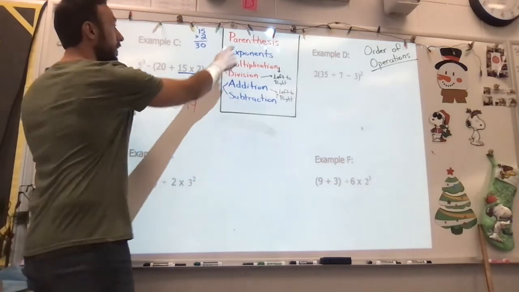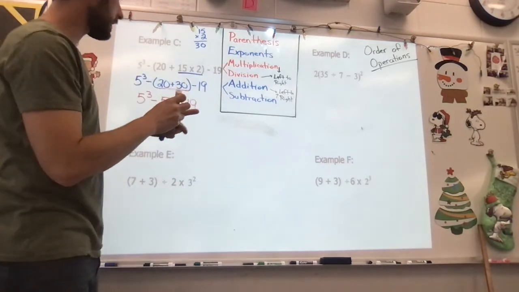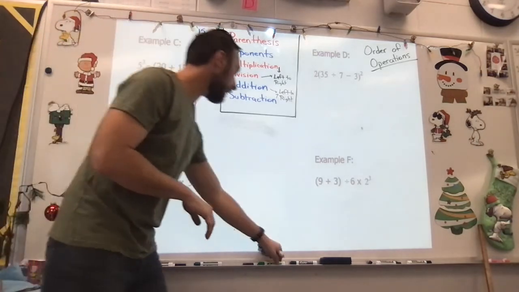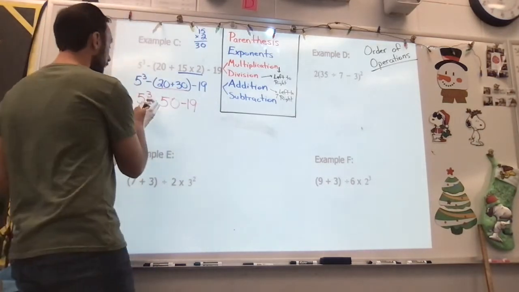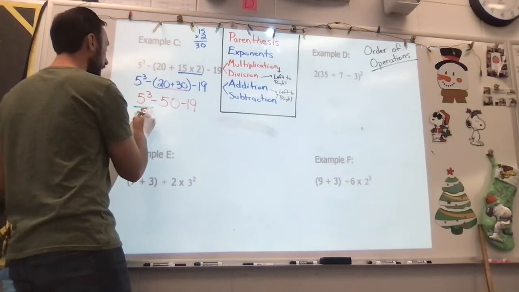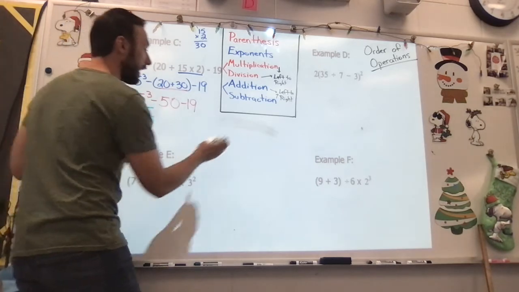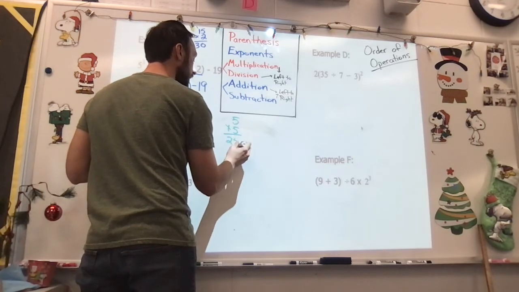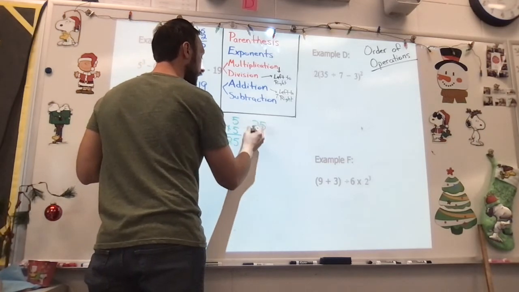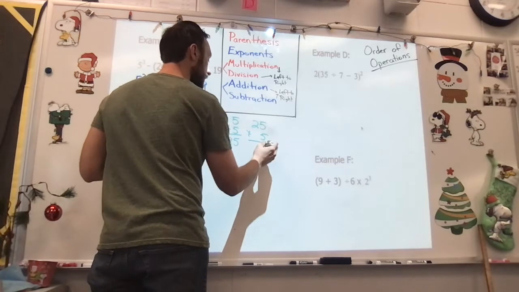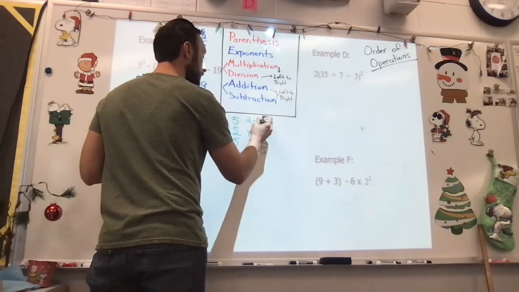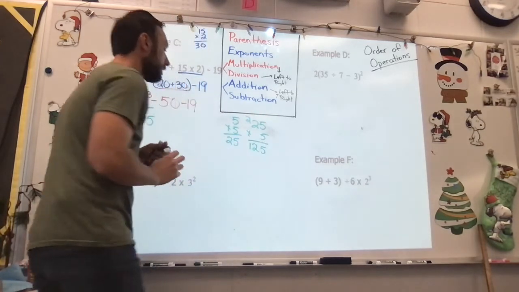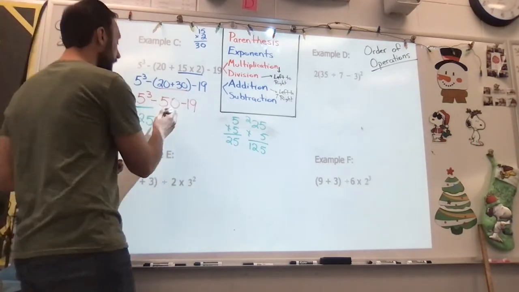So now I don't have any parentheses left, but I do have exponents. So I need to do 5 to the third power next. 5 to the third power is 125. And I can prove that by saying 5 times 5 is 25. And 25 times 5 more. 5 times 5 is 25. Carry my 2, 12, 125. So I'm going to copy down everything I haven't used yet.